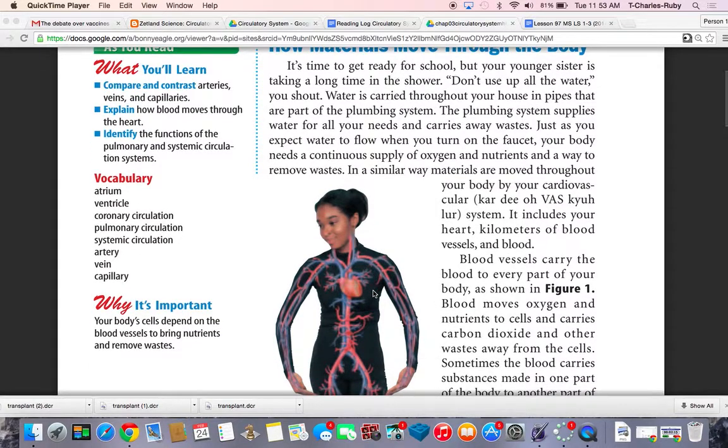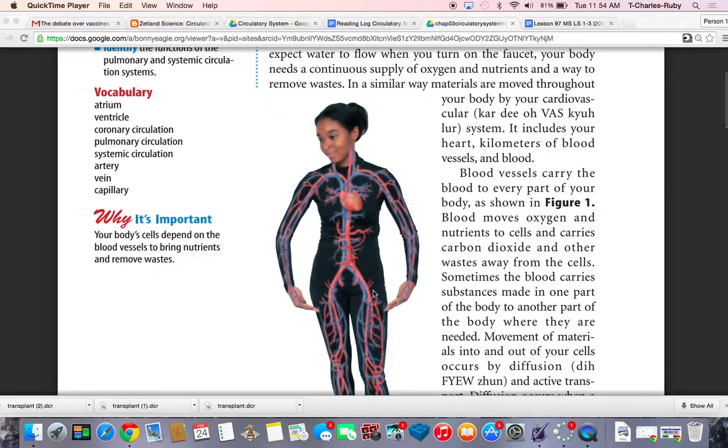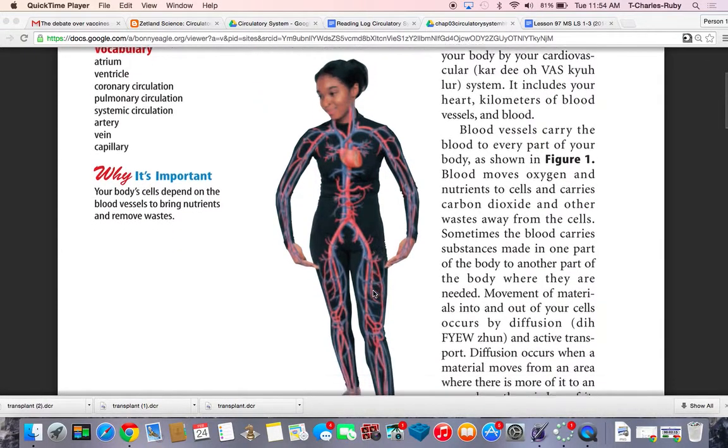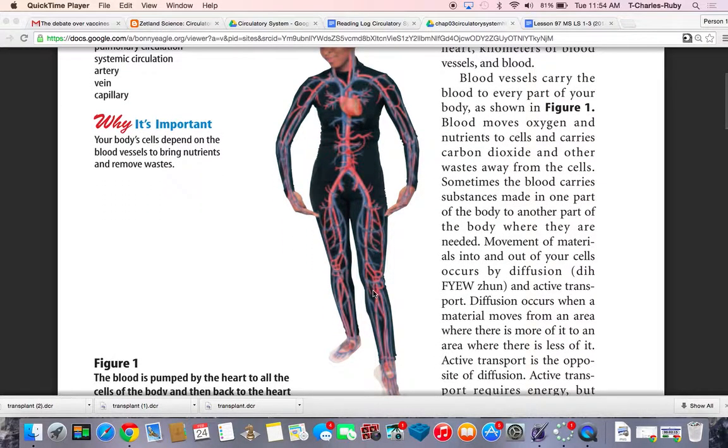It includes your heart, kilometers of blood vessels, and blood. Blood vessels carry the blood to every part of your body, as shown in Figure 1. Blood moves oxygen and nutrients to cells and carries carbon dioxide and other waste away from the cells. Sometimes the blood carries substances made in one part of the body to another part of the body where they are needed. Movement of material in and out of your cells occurs by diffusion and active transport.